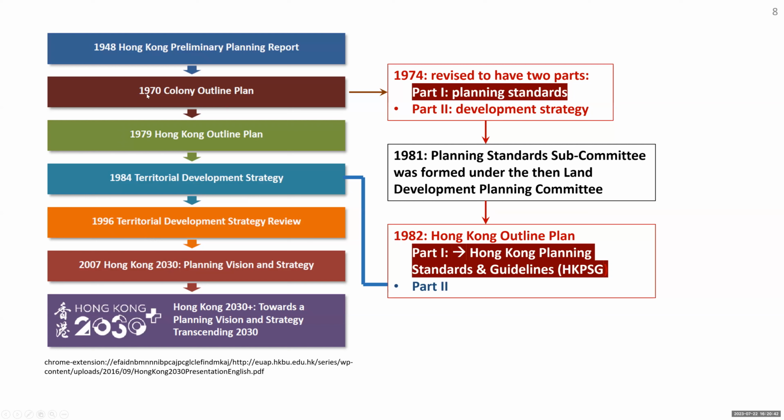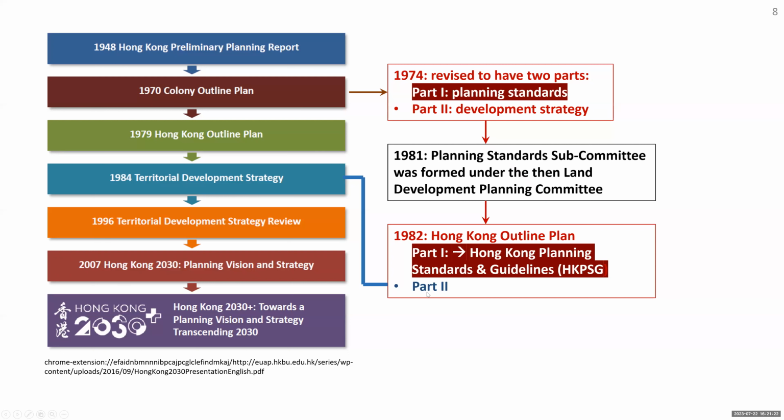In 1970, there was the Colony Outline Plan. It was revised in 1974 into two parts. One is about the planning standards, which is related to today's Hong Kong Planning Standards and Guidelines. The second part is the development strategy. That was more or less the same time when they had to plan and design the new towns. In 1981, the Planning Standards Subcommittee was formed under the most important committee for planning and development in the city. And in 1982, the Hong Kong Outline Plan became the Hong Kong Planning Standards and Guidelines.